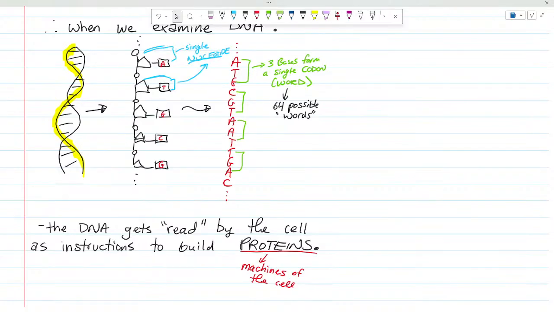And as it turns out, there's only 64 possible words. That's way more than we need because proteins are made of building blocks and there's only 20 building blocks of proteins. So 64 words is actually more than we need. So there's some redundancy there.